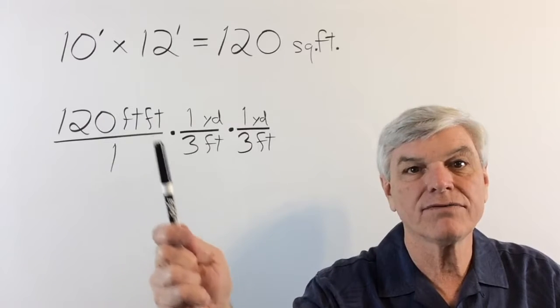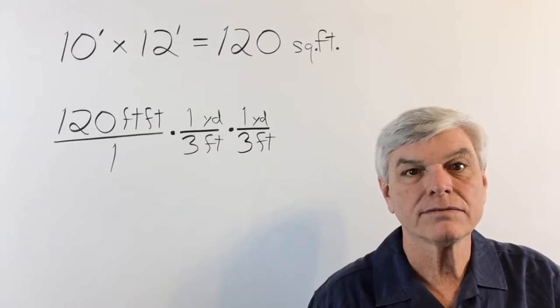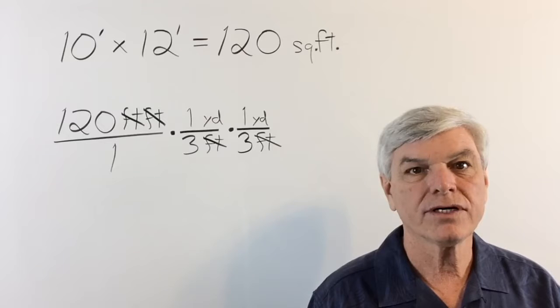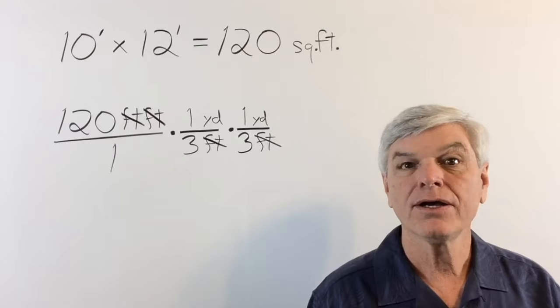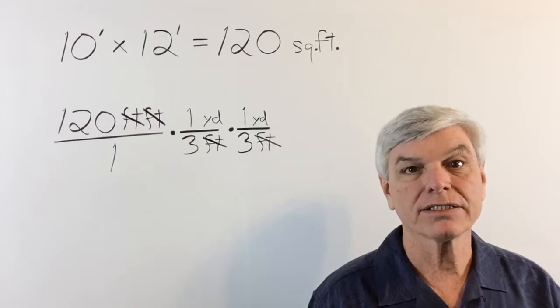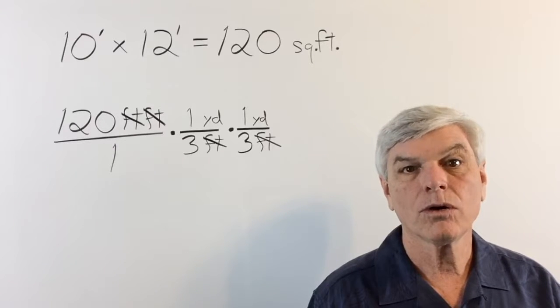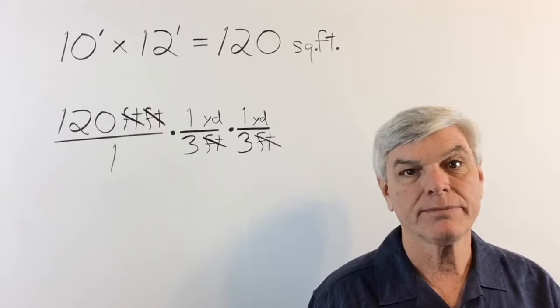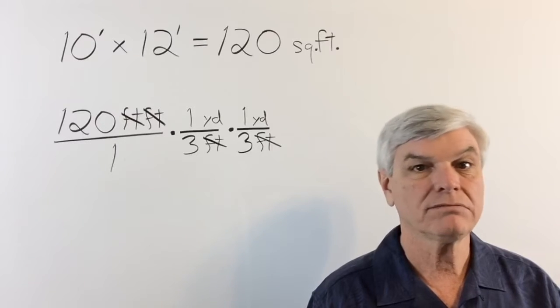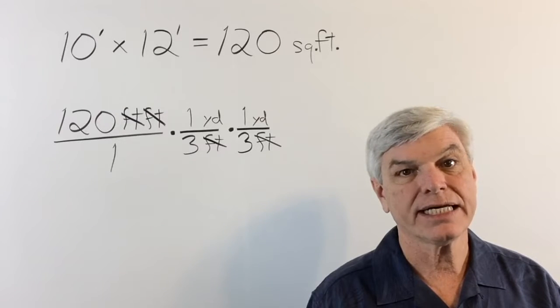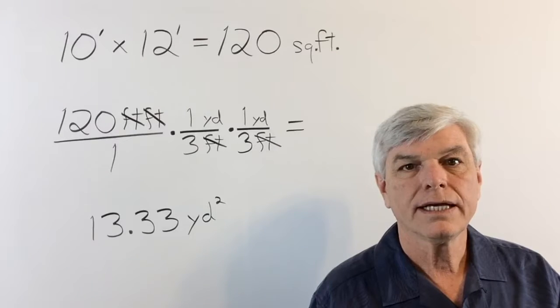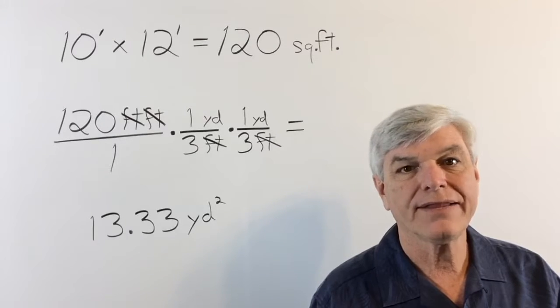And we're going to cross out foot, foot, foot, foot. So foot, foot over foot, foot equals 1. And we're going to be left with yard, yard, which is what we're looking for, square yards. So if we multiply out the top, it's going to be 120 times 1, which is 120, of course. And 1 times 3 is 9. So 120 over 9. And that is 13.33, and that 3 is repeating out to infinity.